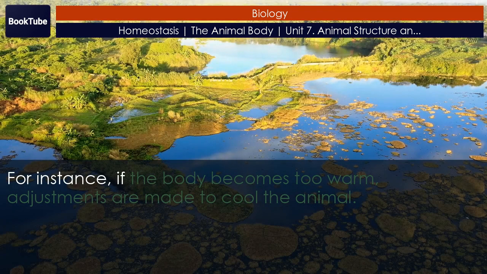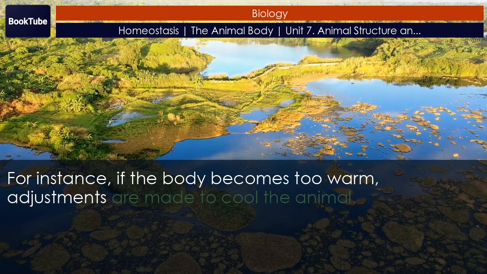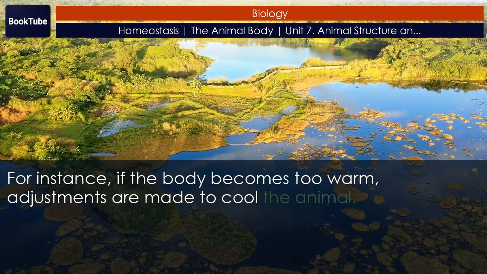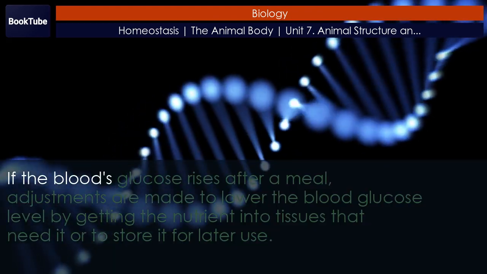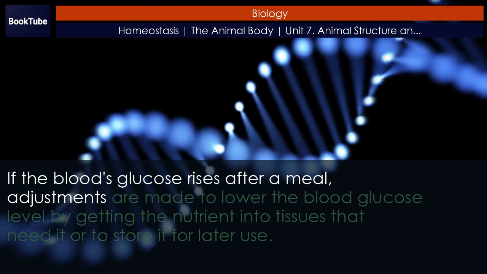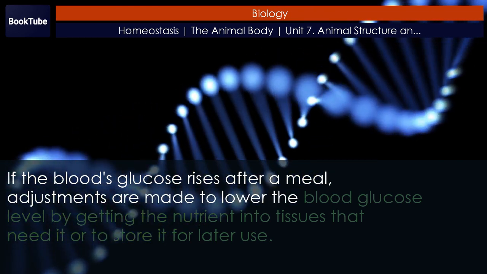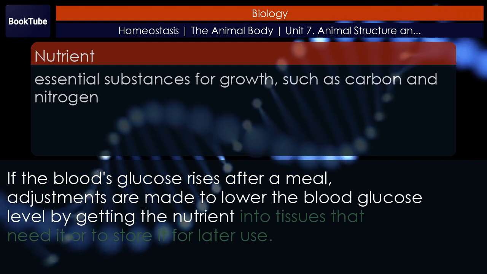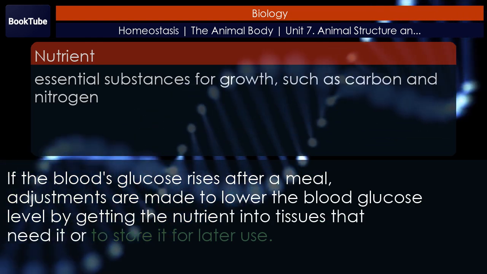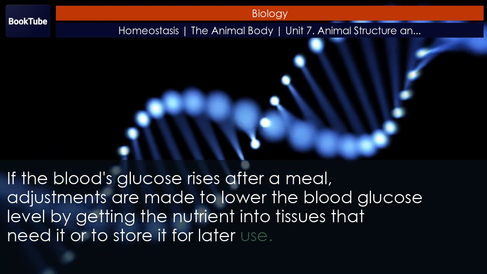For instance, if the body becomes too warm, adjustments are made to cool the animal. If the blood's glucose rises after a meal, adjustments are made to lower the blood glucose level by getting the nutrient into tissues that need it or to store it for later use.